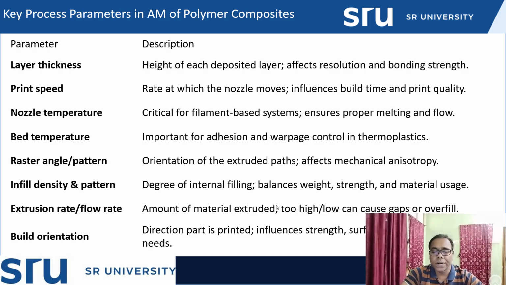Similarly, build orientation, as I was discussing earlier also. Suppose you are making a bottle, that bottle can be printed in the vertical way, or it can be printed in the horizontal way. If you are printing your part in the vertical way, in that case the compressive strength of the part will be higher compared to when you are printing the same object in the horizontal orientation. In that case, the tensile strength of the built part will be higher. In this way, one can have higher mechanical properties.